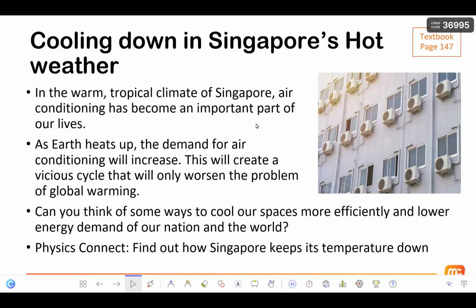So we need to learn how heat is being transferred so that we can think of more innovative ways to effectively and efficiently cool down our hot weather without an increase in the energy demand, which will further contribute to more global warming. So without further ado, let's move on.